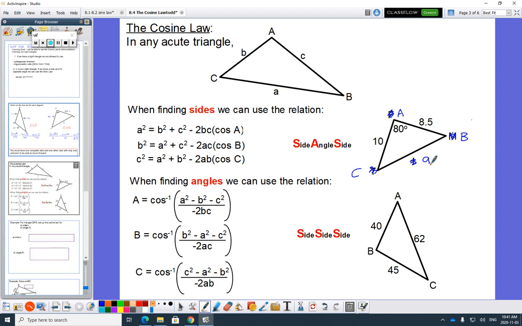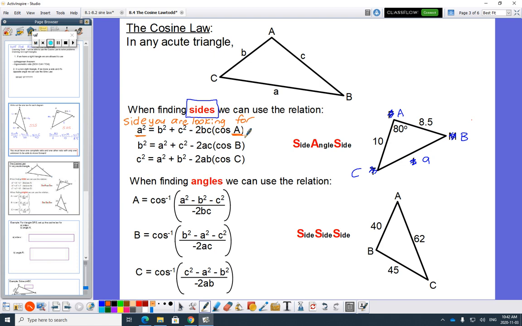Okay, so what side are we looking for? That's what goes on the outside, okay? It's the only side we don't know, okay? And then it's kind of like a sandwich, okay? So then if you have that side, then over here, it has to be the angle.